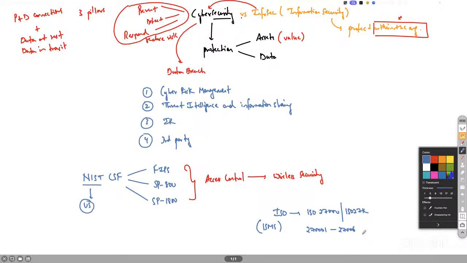So these two are standards or frameworks. And there are lots of other frameworks as well, again, depending upon what sort of environment you are really in. Okay. So for example, there is SOC 2. Okay. Service Organization Control Type 2.